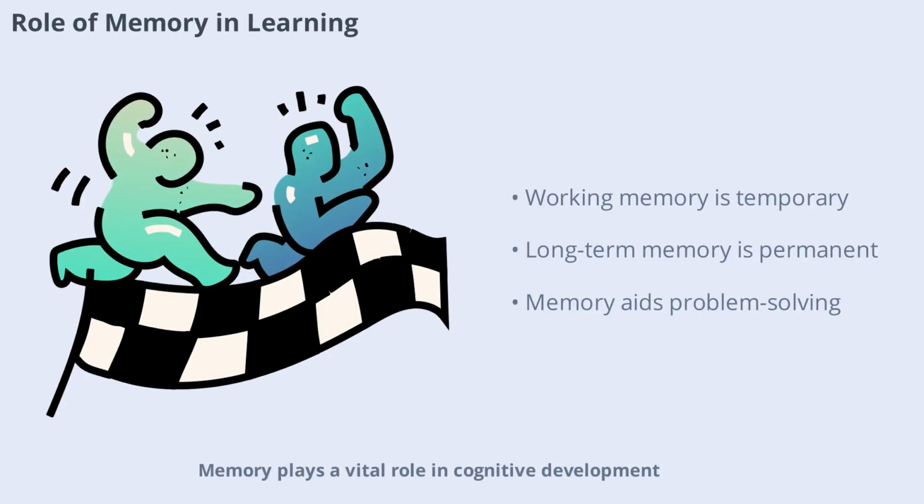Memory plays a vital role in cognitive development. It enables us to retain and use information over time. There are different types of memory, including working memory, which holds information temporarily, and long-term memory, which stores it permanently. Developing strong memory skills is essential for academic success and everyday problem-solving.